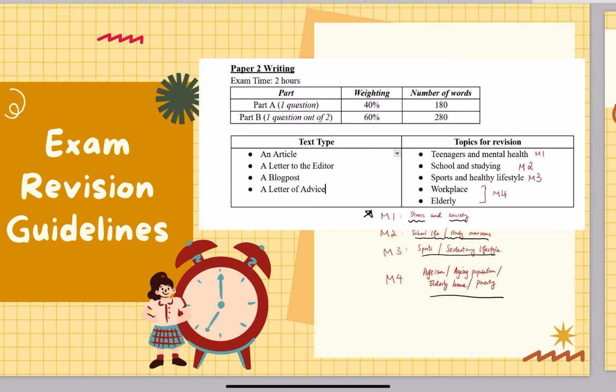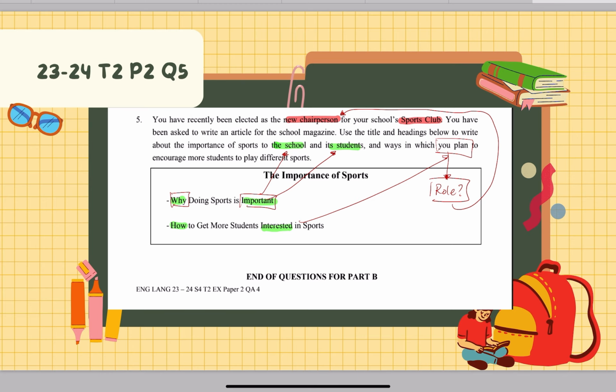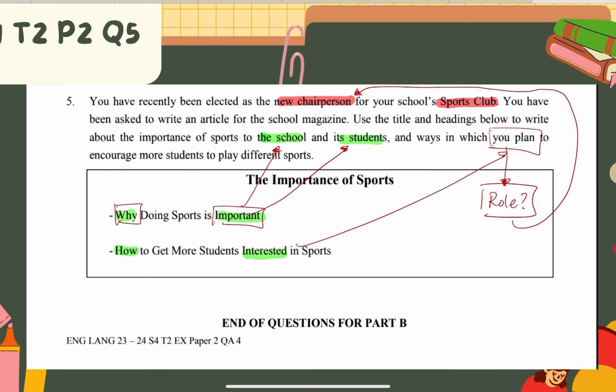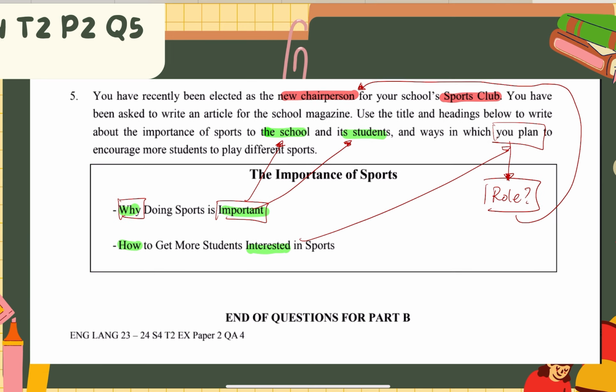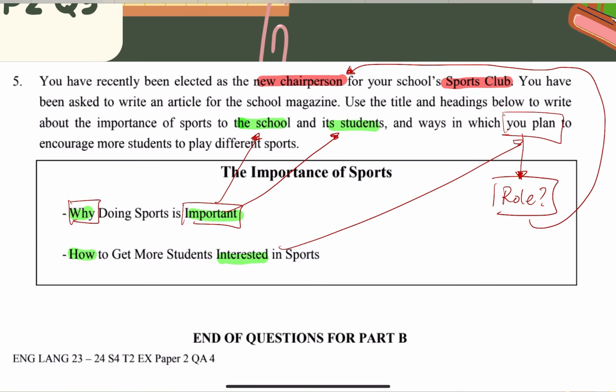So, with these topics in mind, let's take a look at the question of last year. This is one of the questions of the exam last year. It is about sports. And there are 2 parts. The first part is asking you why doing sports is important, and the other part is how to get more people, more students interested in sports. So, how do we make use of T-Trap to understand the question?